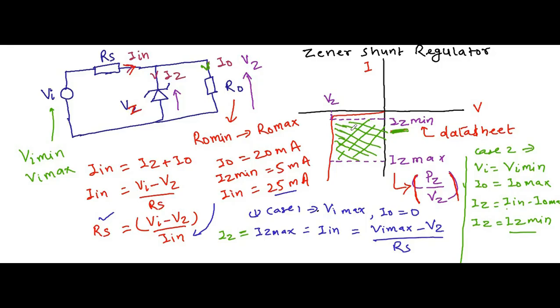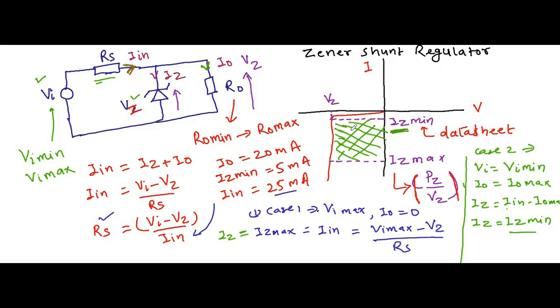The first thing is that you have to know your IN value, and that IN is given by the Zener current plus I out current. If you know the IN value, based on it, you know your input voltage and your Zener voltage, so you can calculate the RS value. Once you get the RS value, you are set. You know the current limiting resistor in the shunt regulator.